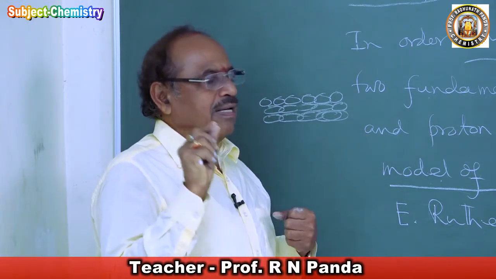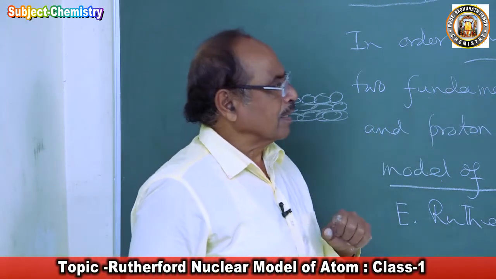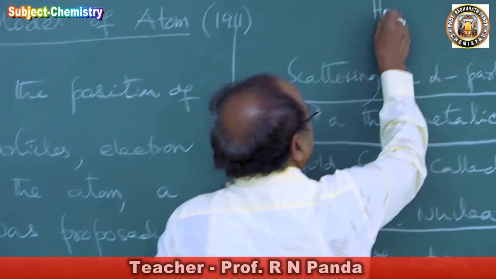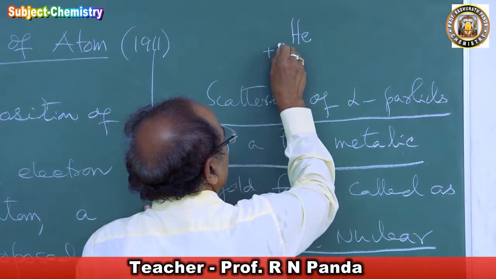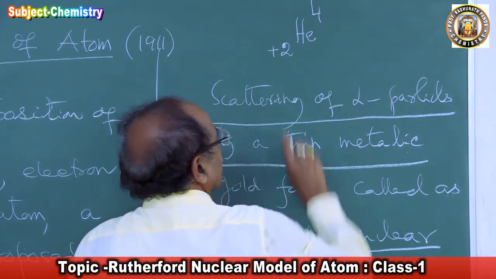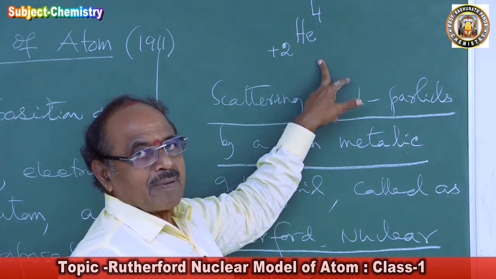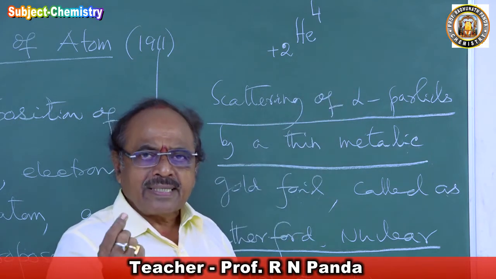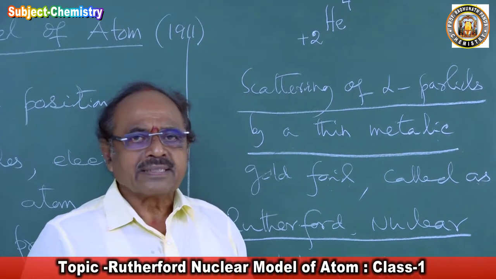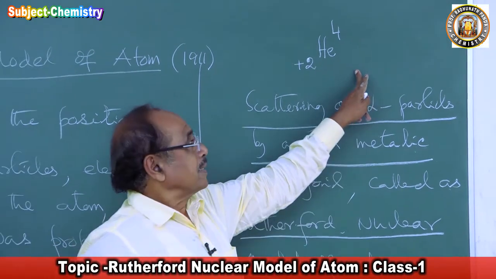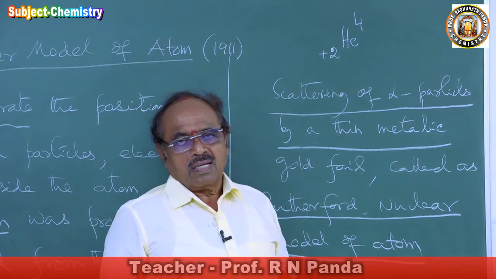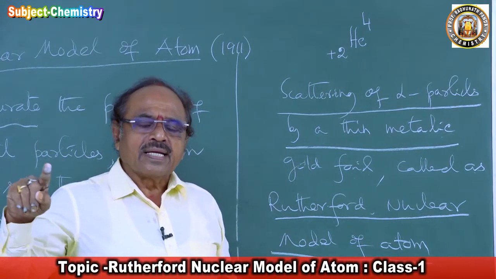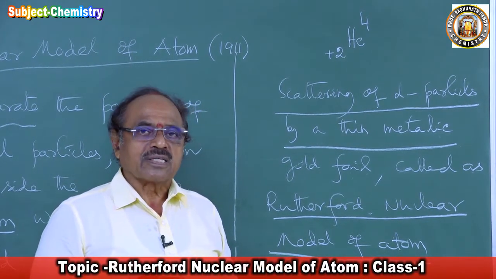And now he wanted to bombard it with alpha particles. What is an alpha particle? The alpha particle is a helium ion having 2 units of positive charge and 4 units of atomic mass. Why choose the alpha particle? Why not the beta particle? The beta particle is an electron with negligible mass, whereas the alpha particle has 2 units of positive charge and 4 units of mass, and it moves with a velocity almost equal to the velocity of light.